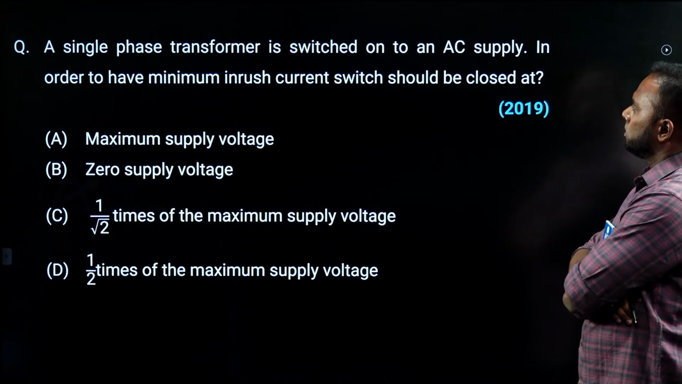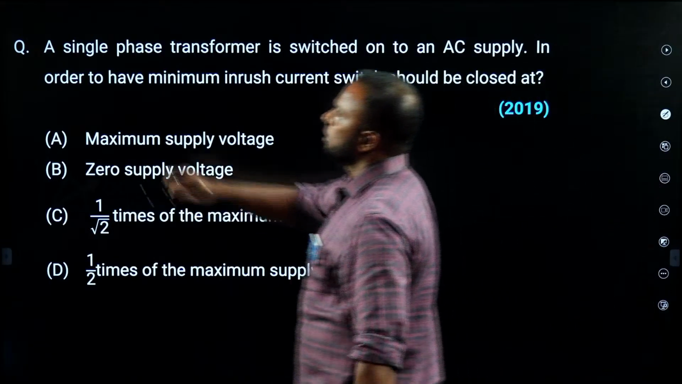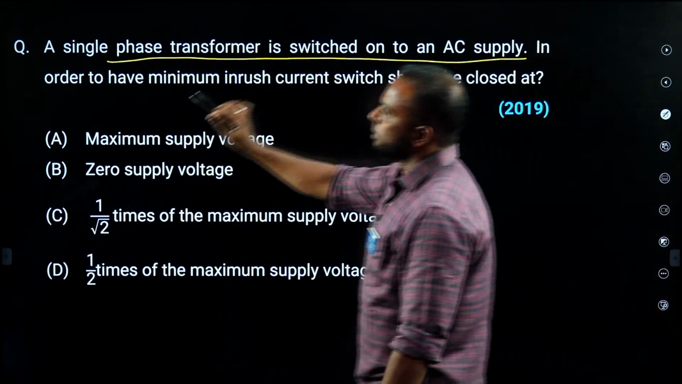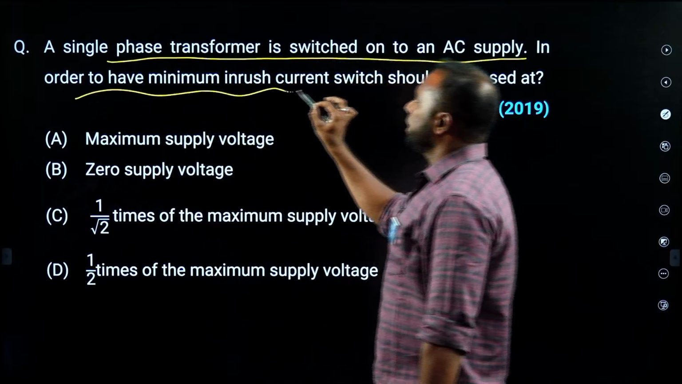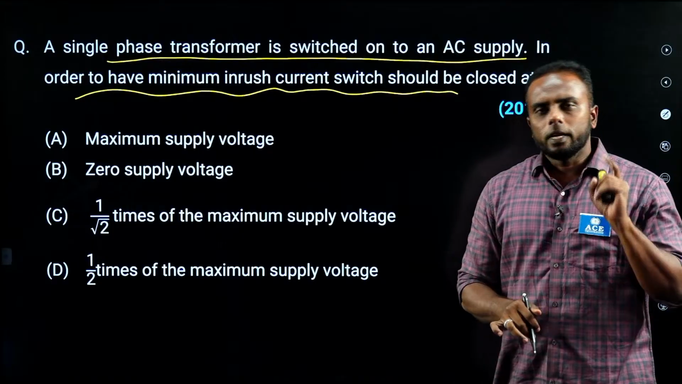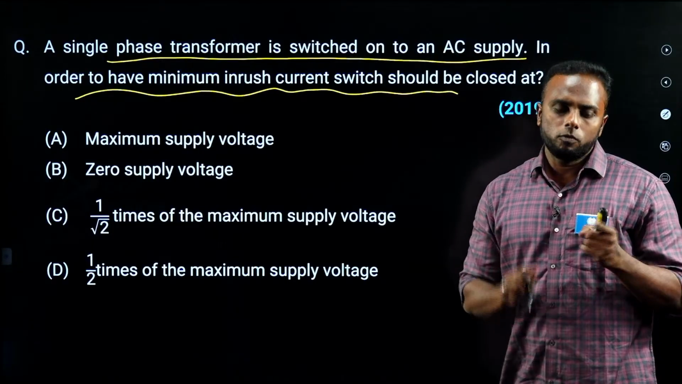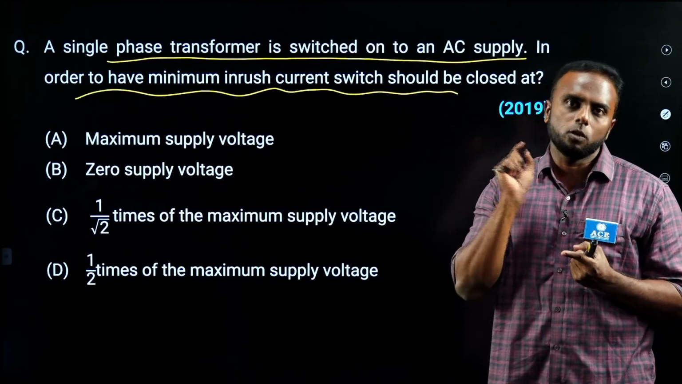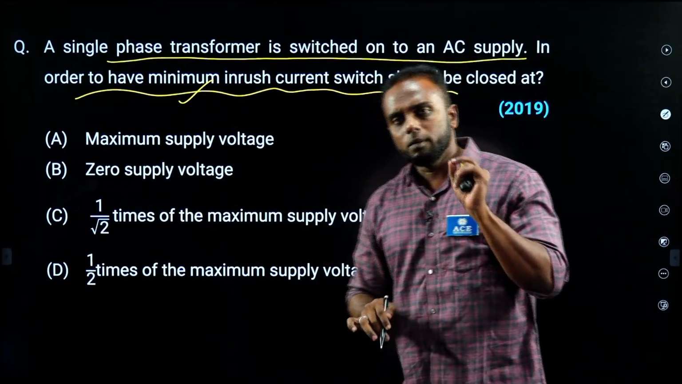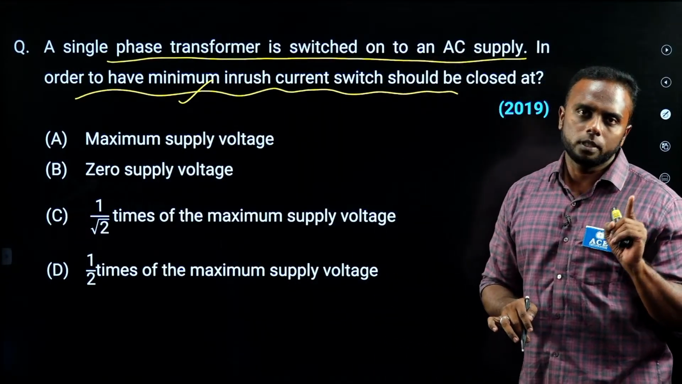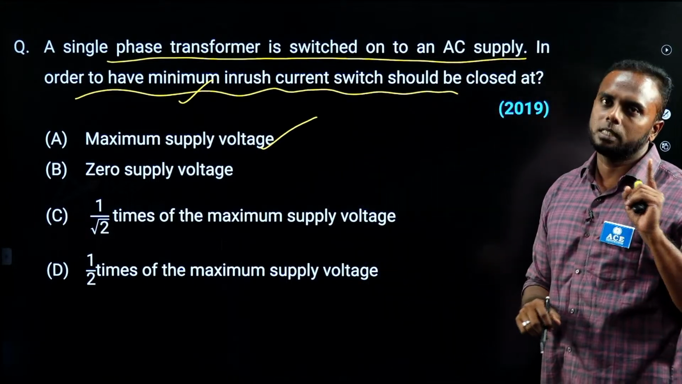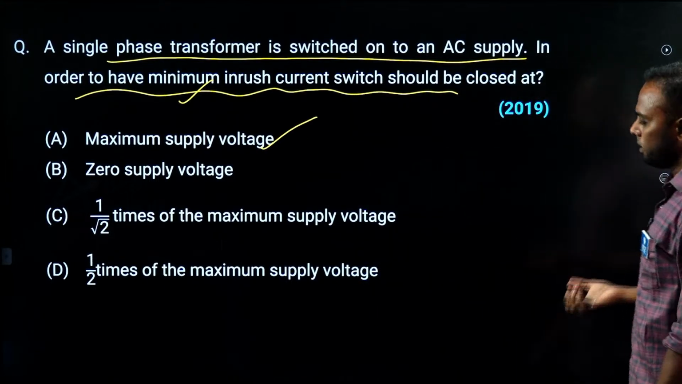Now what is the answer for this? A single phase transformer is switched on to an AC supply. In order to have minimum inrush current, the switch should be closed at dash. Inrush current or very high current will flow only when the switch is closed at the voltage 0 point. But we need here minimum inrush current. So in order to have minimum inrush current, we have to close the switch at the voltage maximum point. Remember, we have to close the switch always at maximum supply voltage. Next.